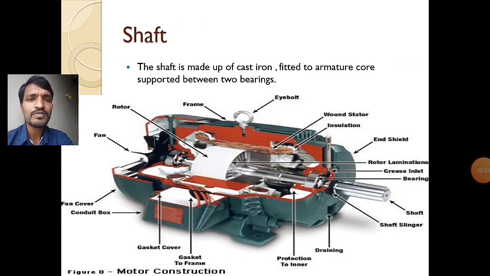The shaft is made up of cast iron. The internal rod we are observing in this picture is the shaft, which is made of a material called cast iron. On the shaft, the armature core is placed, and we also connect bearings to the ends of the shaft to rotate the armature core smoothly. These are the parts of the construction of a DC generator.